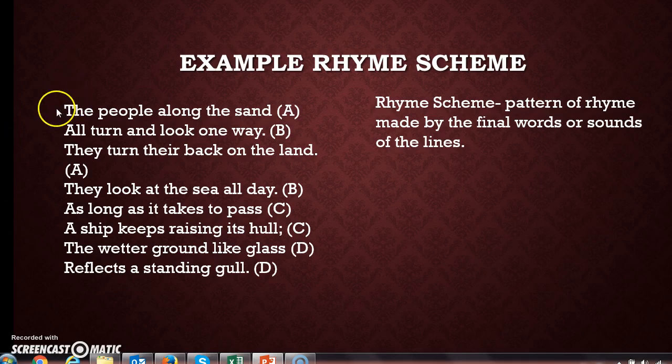The people along the sand all turn and look one way. They turn their back on the land, they look at the sea all day.